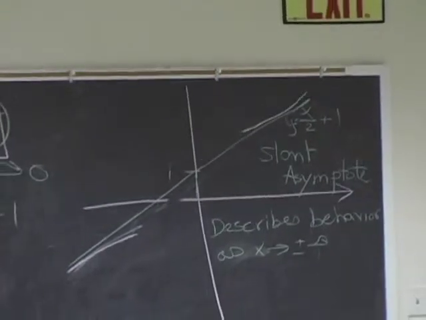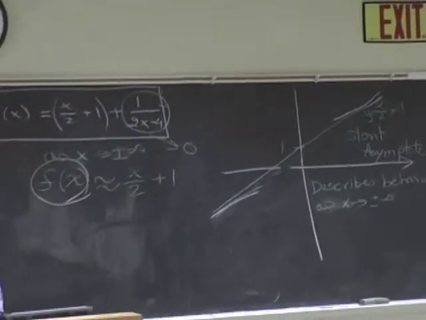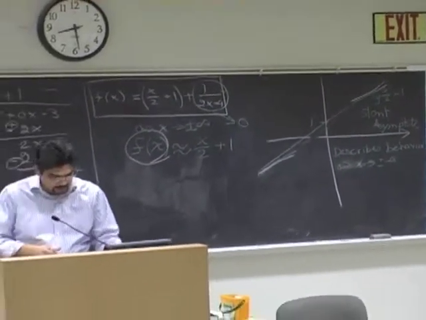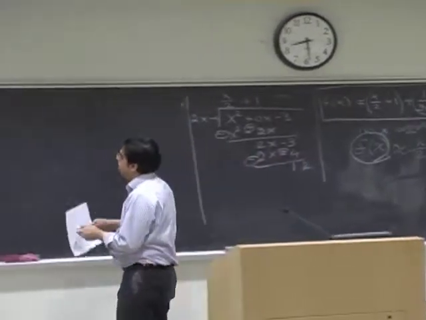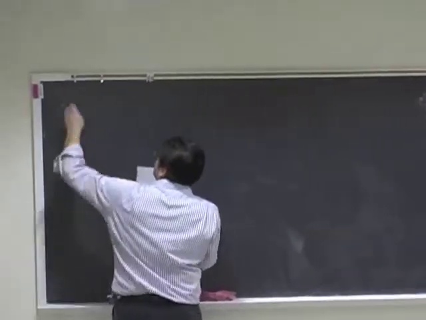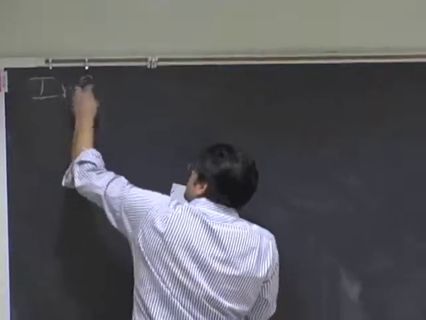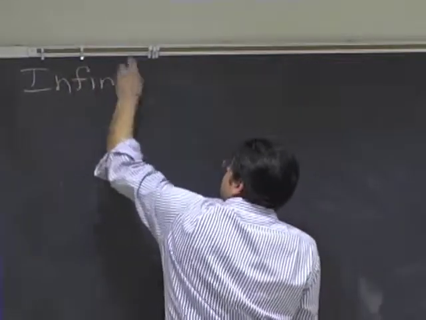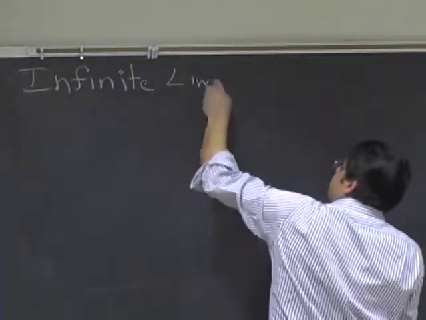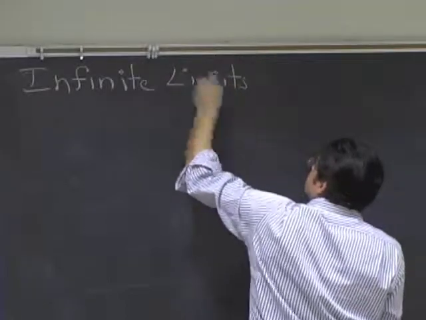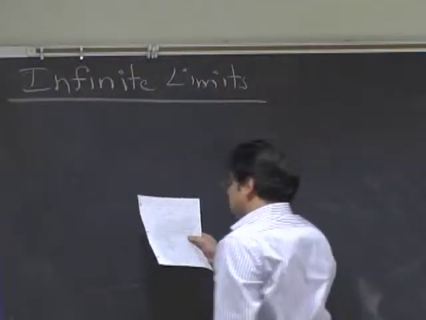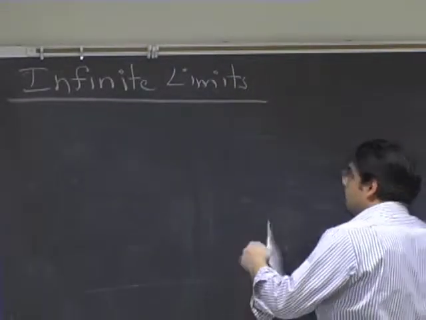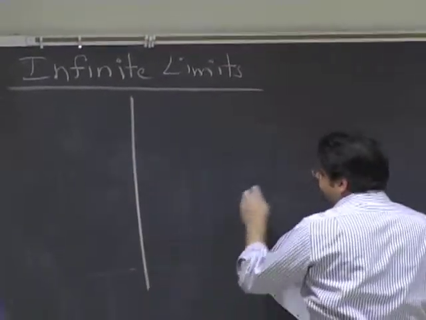Like I said in the beginning when I started this class, we're going to look at two parts. This first part was limits at infinity. This second part is infinite limits. We'll start with a picture.